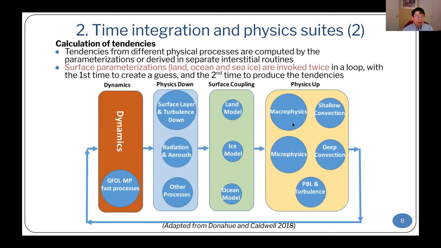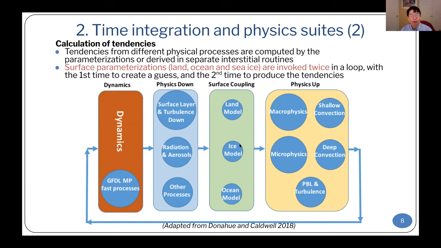So the tendencies from different physics processes are computed by parameterizations or derived in separate interstitial routines. From the dynamics, you may also have the GFDL macrophysics faster process like saturation adjustment. Then physics down include the surface layer, turbulence, radiation, aerosols, and other processes. Then surface coupling, land model, ice model, ocean model.